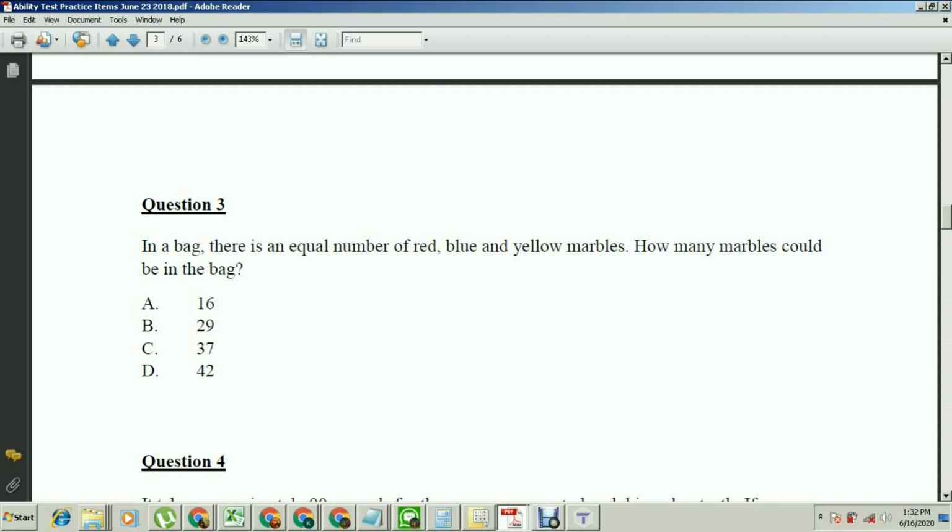Well, for one, we know that there are no half marbles, right? So we're not dealing with half marbles, we're dealing with whole marbles. So then we know that in order for each one to have an equal number of marbles, the answer must be a multiple of 3.